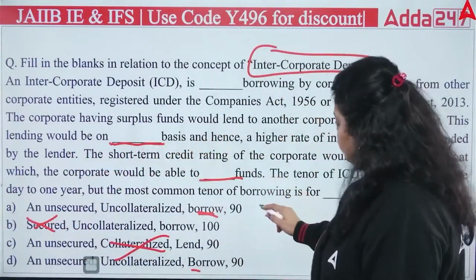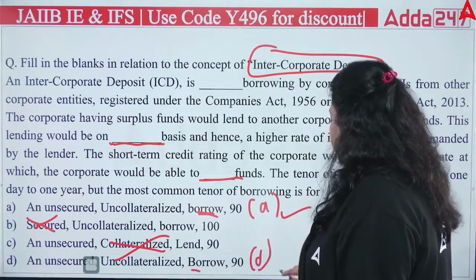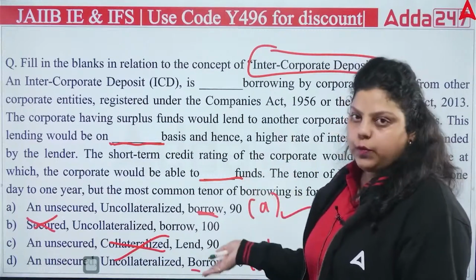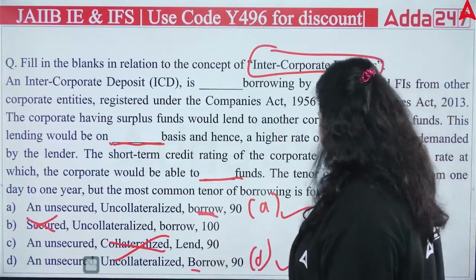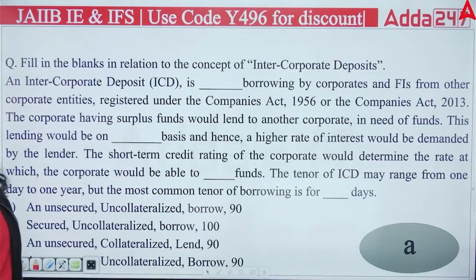So what happened? Option A and option D are both the same. So both are right. In options A and D, I have given the same options in both. So that's why A and D both are correct, because they are defining the right answer.